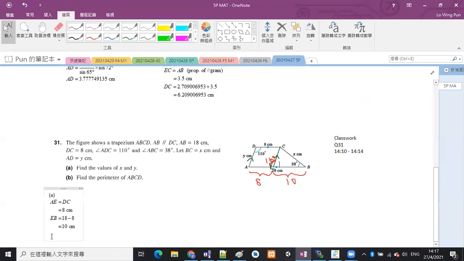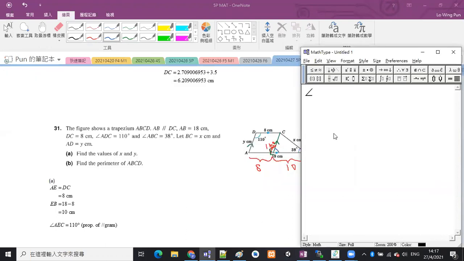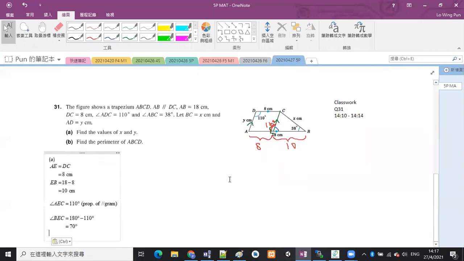Which means that angle BEC, this part, angle BEC should be 180 degrees minus 110 degrees. Angle BEC is 180 minus 110 degrees, adjacent angles on straight line. Okay, so that should be 70 degrees. So now we have this 70 degrees.